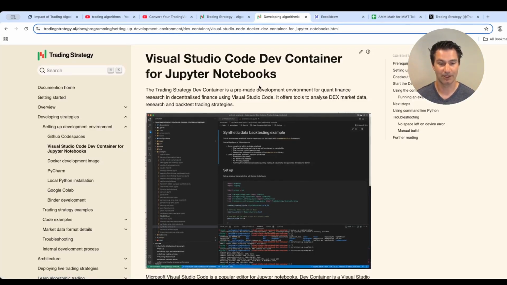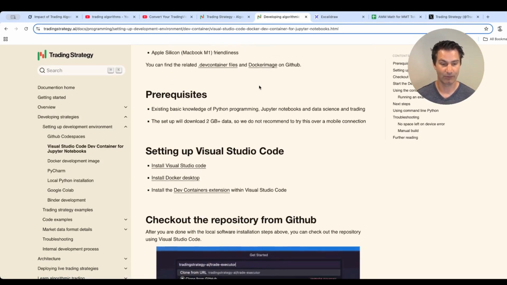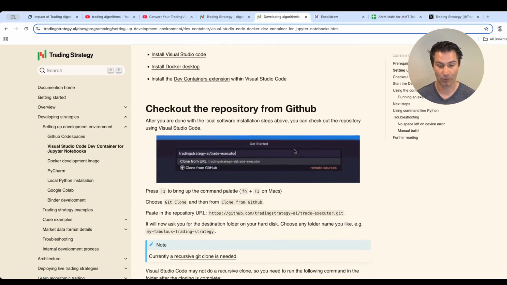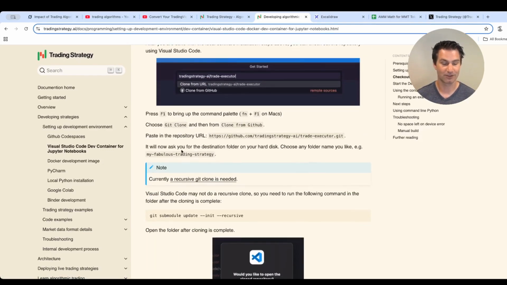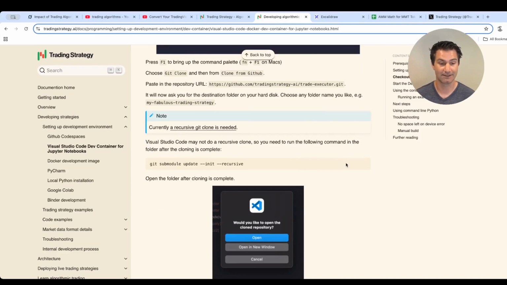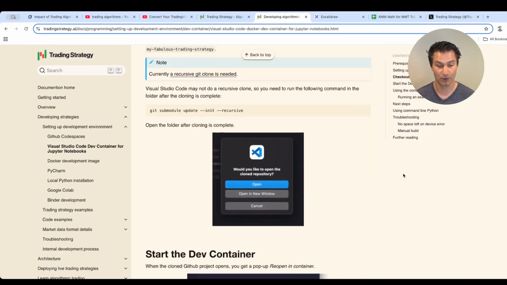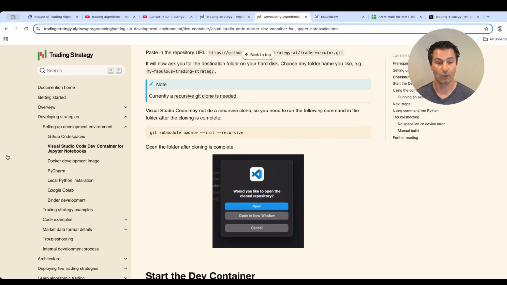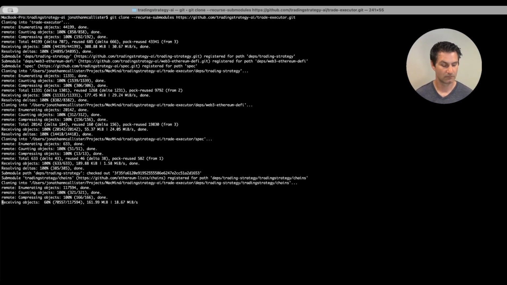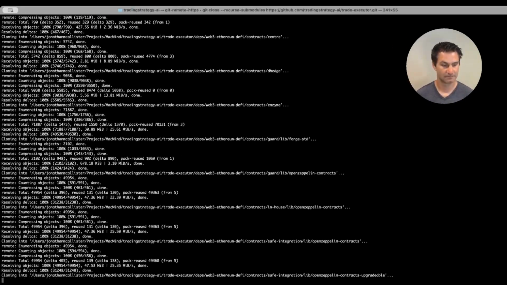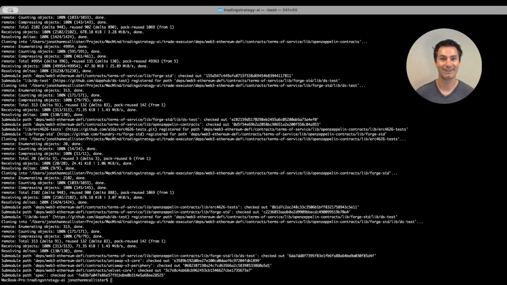So when we come back in here, we see some instructions. And when we scroll down, check out the repository from GitHub. So one thing right off the bat, right? I wish this was in a different order. It says currently a recursive git clone is needed. So instead of just git clone the repo and then do this git submodule update, which you could do, you can also just clone with the recursive submodules from the start. So the way to do that, if we hop over here to our terminal, okay, great, and that's done.